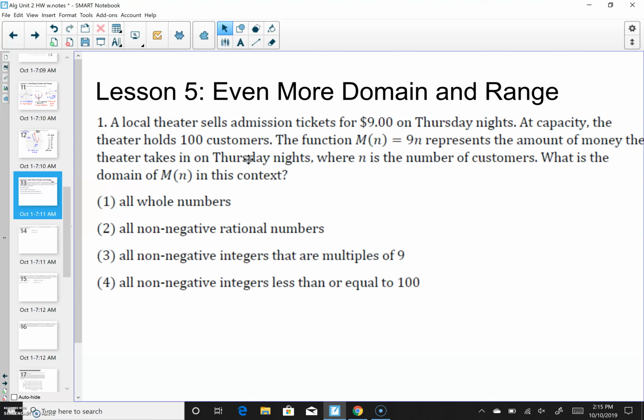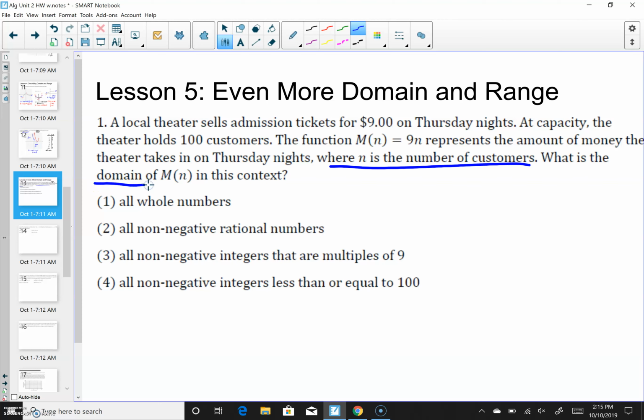So for the first one, a local theater sells admission tickets for $9 on Thursday nights. At capacity, the theater holds 100 customers. The function m of n equals 9n represents the amount of money the theater takes in on Thursday nights, where n is the number of customers. What is the appropriate domain? So, n is the number of customers.